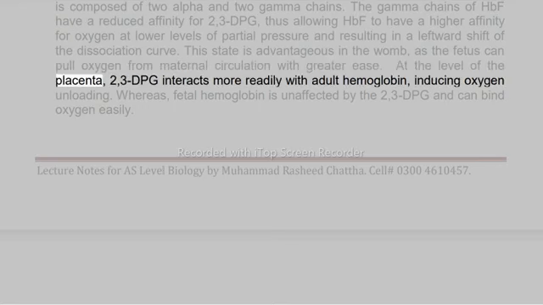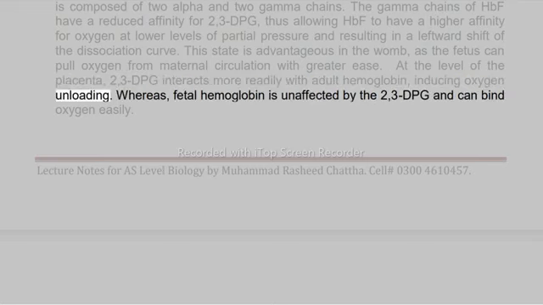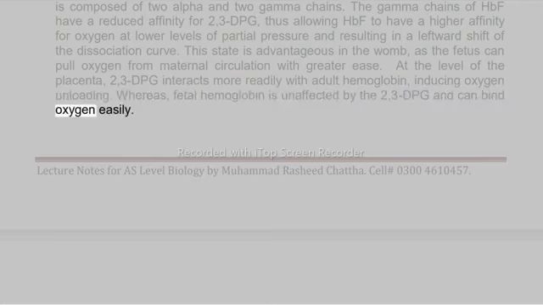At the level of the placenta, 2,3-DPG interacts more readily with adult hemoglobin, inducing oxygen unloading, whereas fetal hemoglobin is unaffected by the 2,3-DPG and can bind oxygen easily.